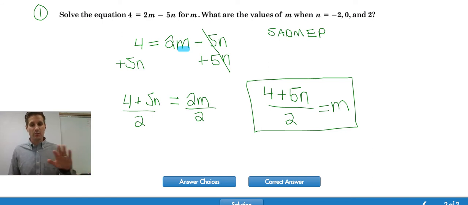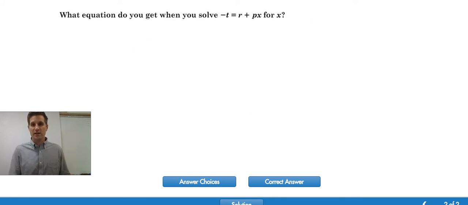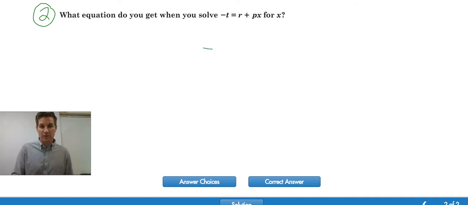The second part of this question just asked me to plug in and solve. We're going to skip that for now, because I'm focusing on getting that literal equation solved for. Alright, let's continue. Okay, so that last problem we had variables, 2 of them, and then we also had some numbers. This one, we only have variables. So we have the equation negative t equals r plus px.